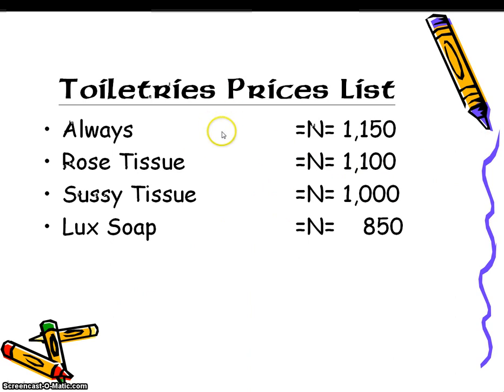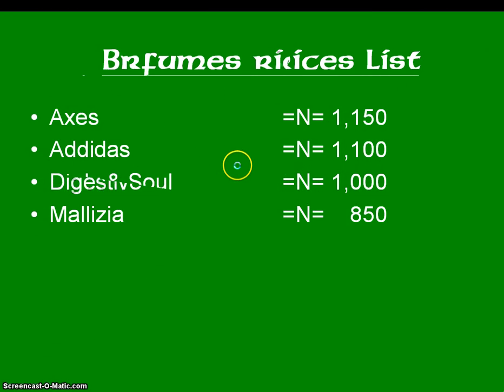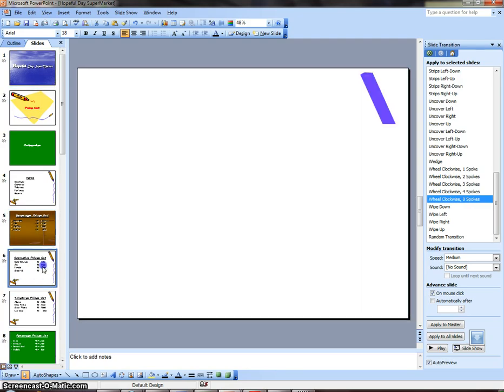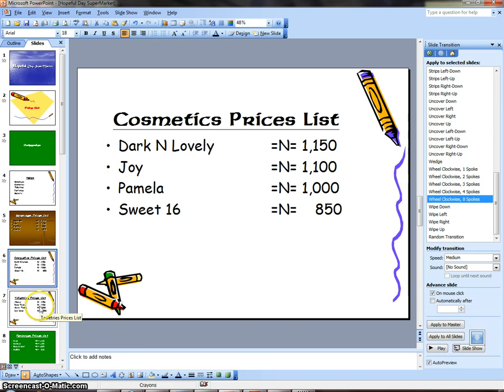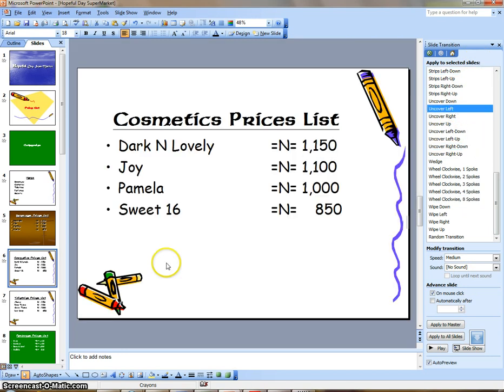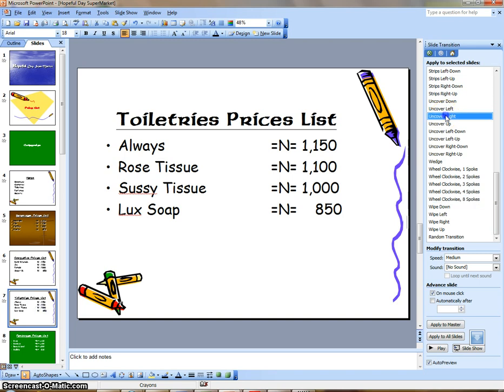What I can do between the two slides here is set two different animations on them. Even these two greens here, I'll add two different animations on them. Watch this now. To do that, I'm going to go to my transitions tab. This is my transitions tab here. Click on it. Since I'm applying to selected slides, I can decide to use uncover left, and for this one here I use uncover right.